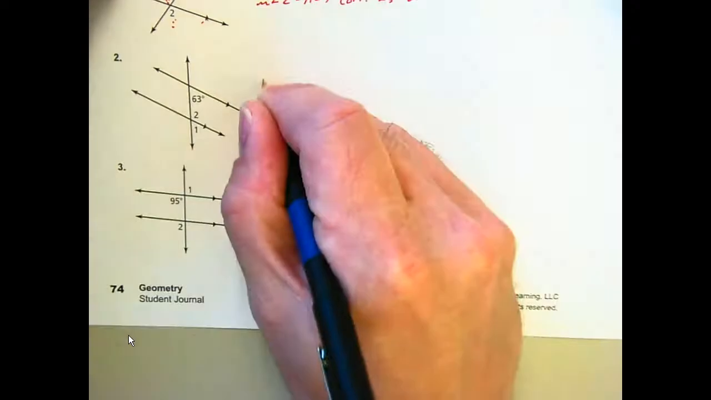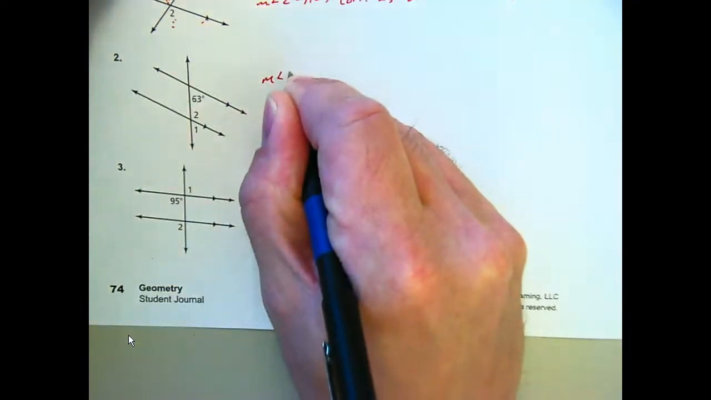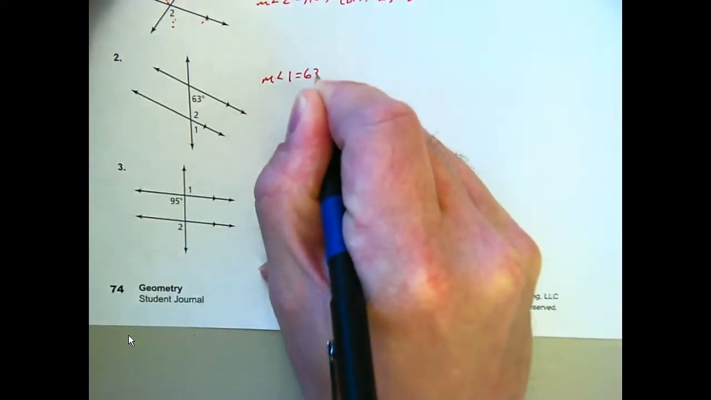You love proofs. I can tell. Okay, angle 1. What is angle 1? 63. Who's got 63? Dude, you guys are using the theorems. Some of you are like, yeah, I think I got 63. Okay, 63. Why is it 63?